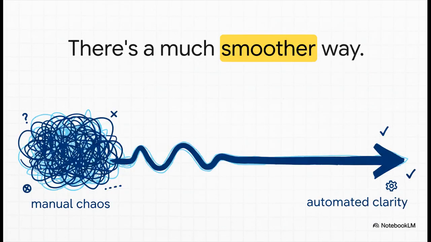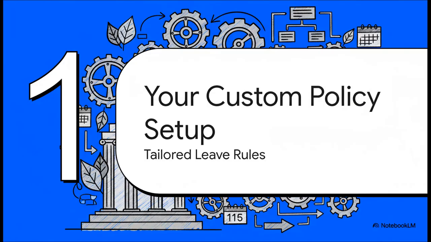But here's the good news. There is a much smoother way forward. It's time to go from that manual chaos to the kind of clarity that really only automation can bring. All right, so where do we start? Well, it all begins with the foundation, your policies. A great leave management system has to adapt to your rules, not the other way around.